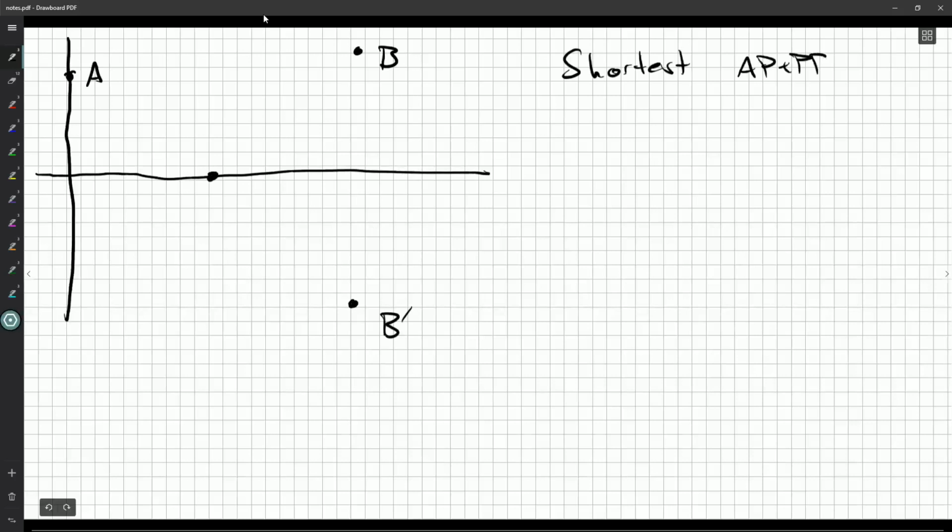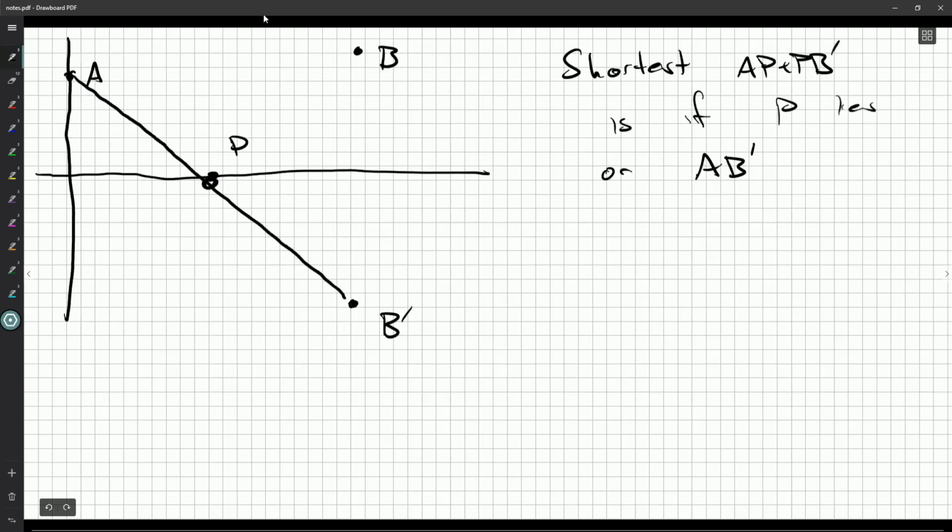shortest AP plus PB is if P lies on line AB, or sorry, AB prime. And an explanation for this, you could say something like triangle inequality. So we want P to be on, really hard to draw a line freehand. There we go. We'll just fatten P up a bit. So imagine I had another point P prime. If that were somehow smaller, then I'd get something like this. We'd get a nice little triangle, but the two sides of the triangle always add up to more than the other side. So you could say by triangle inequality.